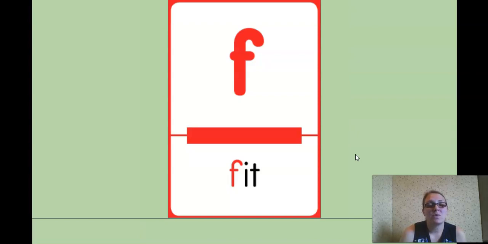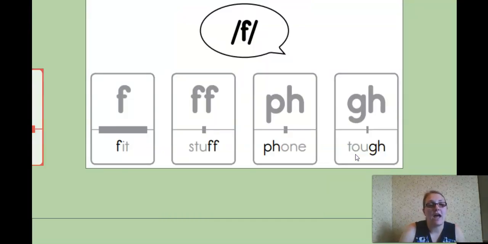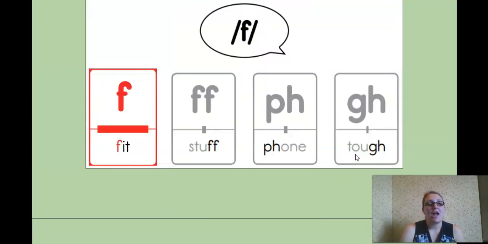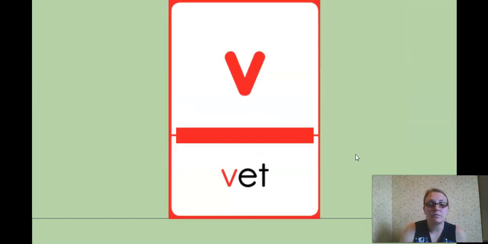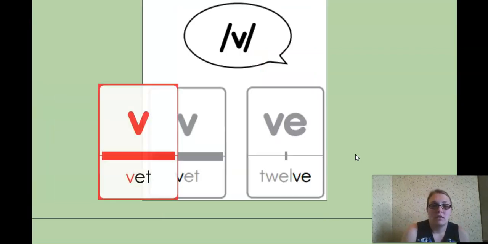Alright, next we have letter F for the word fit, to make the F sound. Our power bar tells us this is one of the more common ways to spell the F sound. Adding it to our chart, single letter F is the most common way to spell the sound F. Next we have letter V, as in vet. The letter V is one of the most common spellings for the sound V. Adding it to our chart.